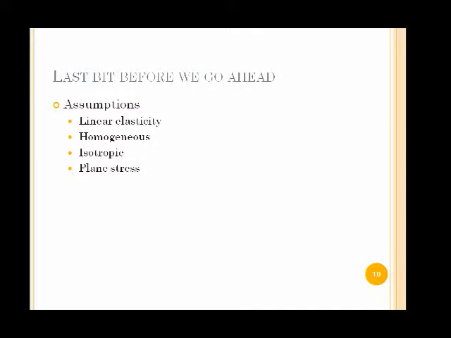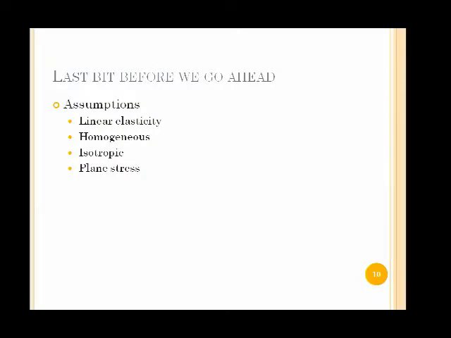These are not all true. However, we're trying to see just how rigorous we need to be with this. Linear elasticity is pretty close, depending on the load level. As you get near the peak load, you get some nonlinear effects, which we'll talk about later. Homogeneous, well, concrete has aggregate particles in it, so it's not entirely homogeneous.